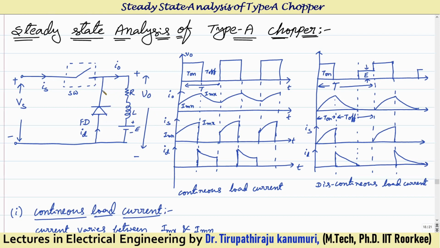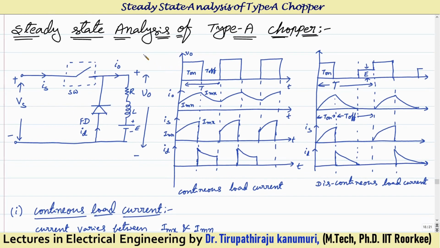And across this RLE load, we are providing a freewheeling diode such that whenever this switch is open circuited, the current can freewheel or circulate through this freewheeling diode, so that we can get the continuous conduction mode. So let us assume the case of the continuous conduction mode. In the continuous conduction mode, when the switch is closed, you can see the positive terminal of the supply will come at this terminal and the negative terminal is connected here. That means the entire supply is connected across these terminals, so your output voltage will be equal to your source voltage. Output voltage I can write as equal to Vs.